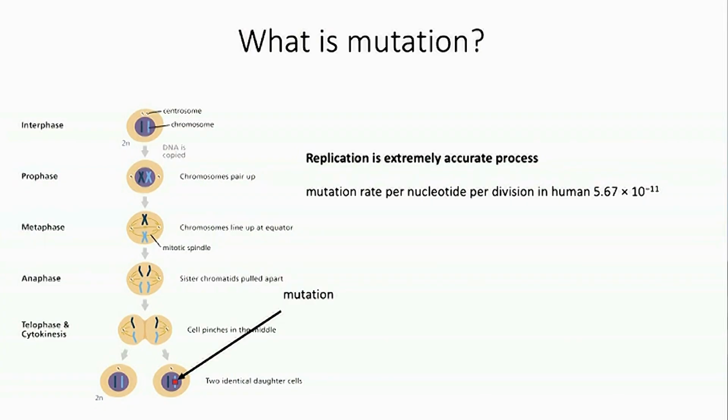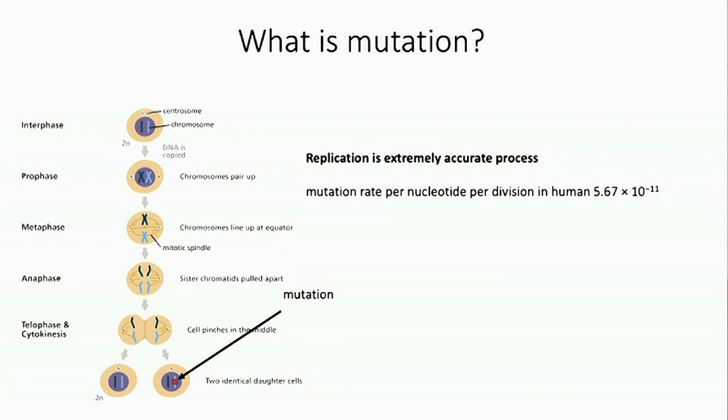So what is mutation? Mutation is a difference in the DNA between the maternal cell and the daughter cell. Cell division starts, DNA duplicates, then it's split into cells. And if there is a difference in DNA between this cell and the ancestral cell, this is a mutation.